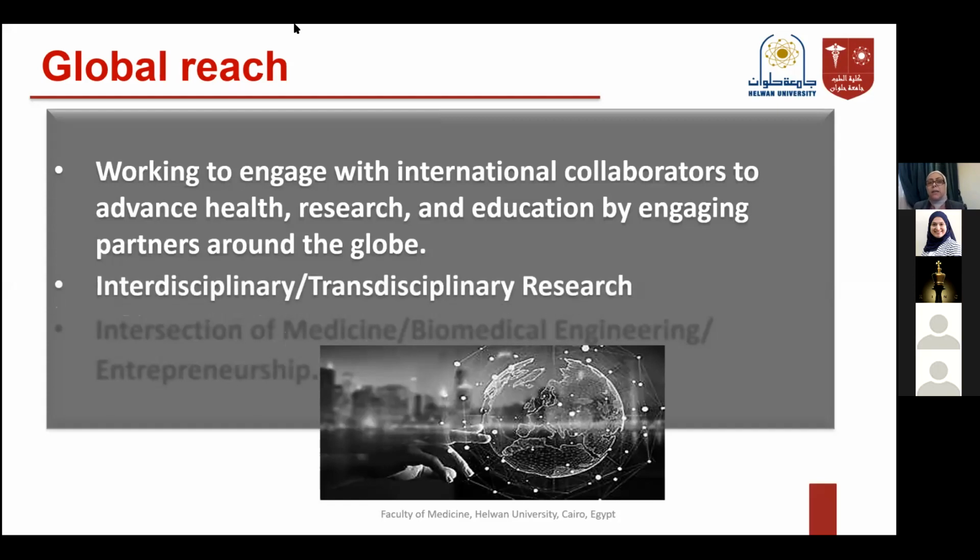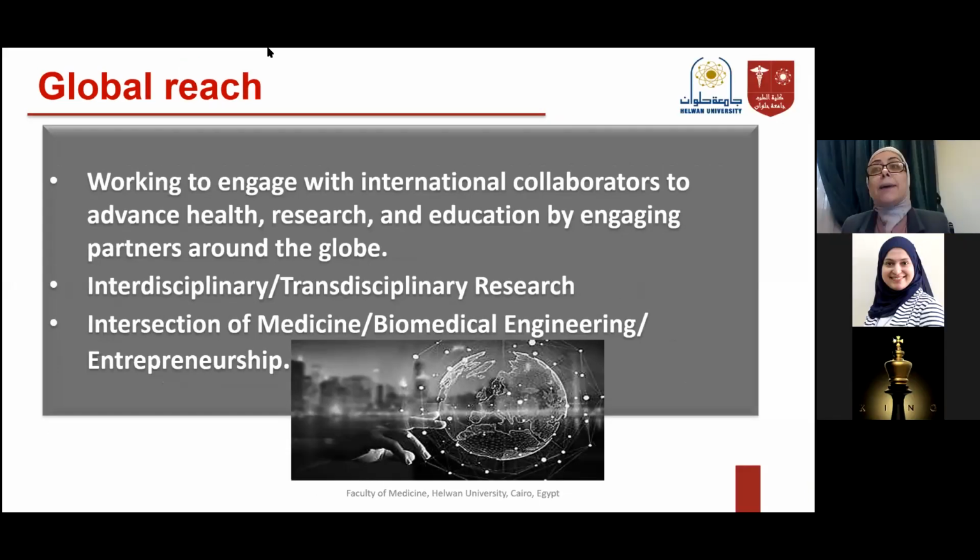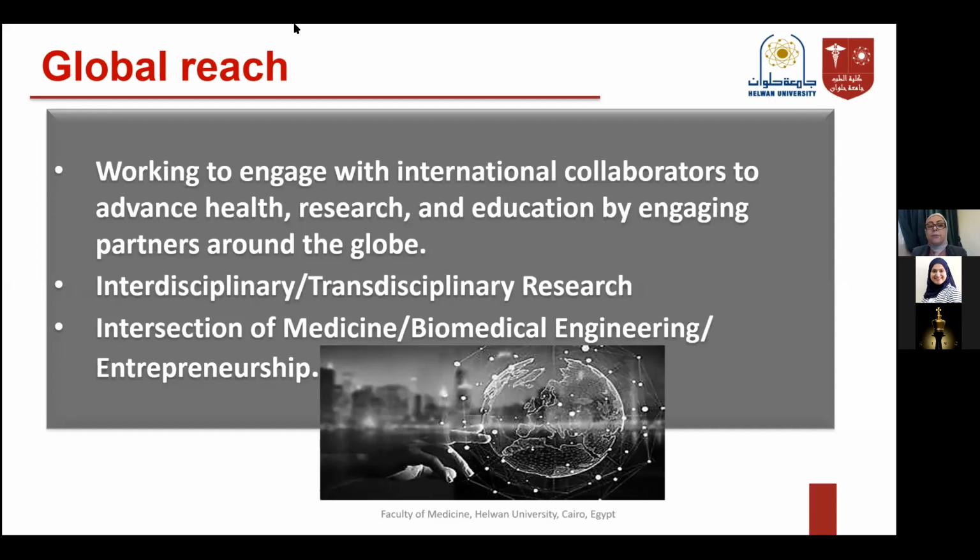This includes interdisciplinary and transdisciplinary research projects where there is intersection of medicine, biomedical engineering, humanities also, and entrepreneurship. Now we need the entrepreneurship to disseminate the products that we have from our research, okay?